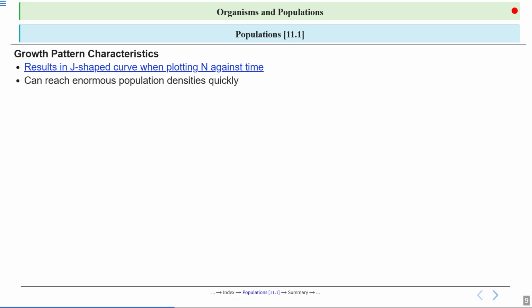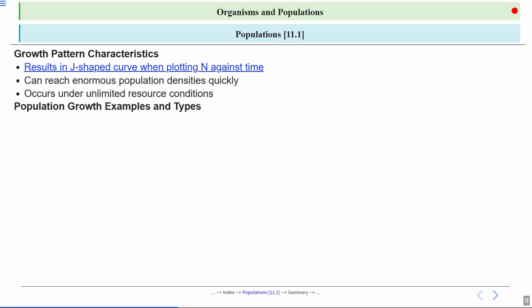Now, the population can reach enormous population density quickly. Clear? Means there is a rapid increase in the population. This rapid increase in population, this exponential growth, occurs under unlimited resource conditions, when the resources are unlimited, when the space is available and there is no competition.